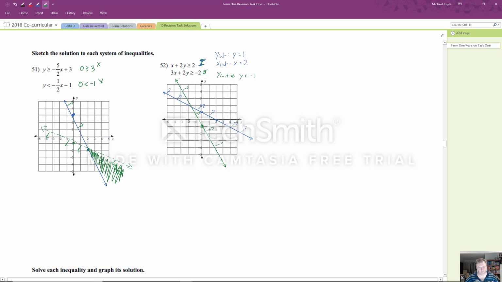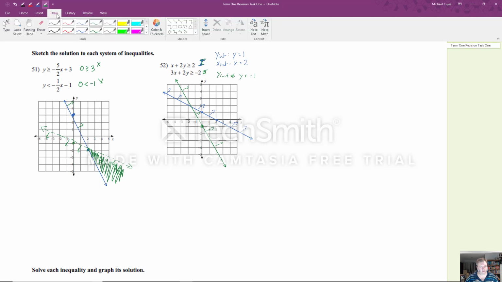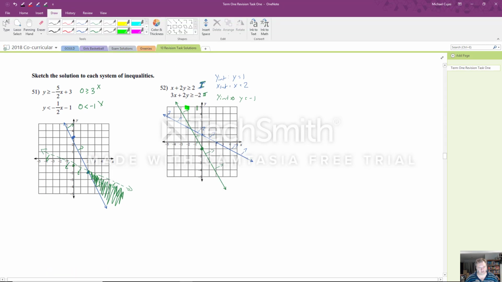What region does that leave me with? You can see it there already. I think I'm going to shade it in a little bit faster this time. All that region going off into the rest of the plane there. That's the required region. Any point in that area will satisfy both of those equations at the same time.